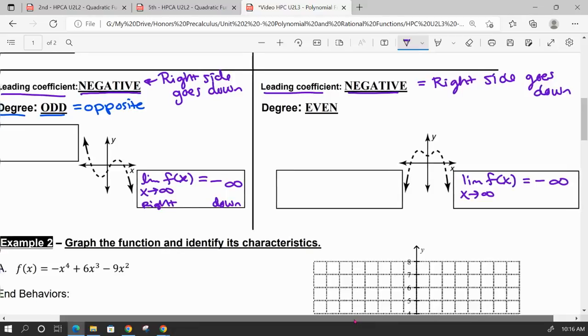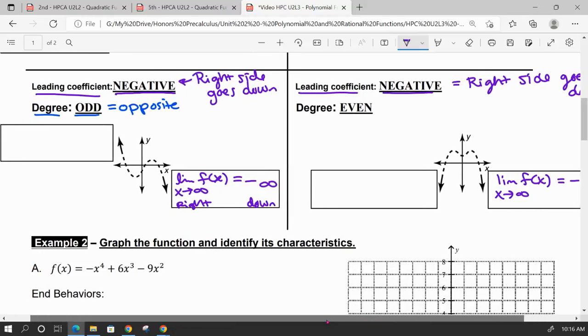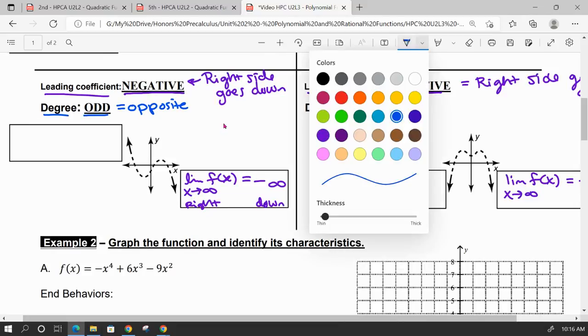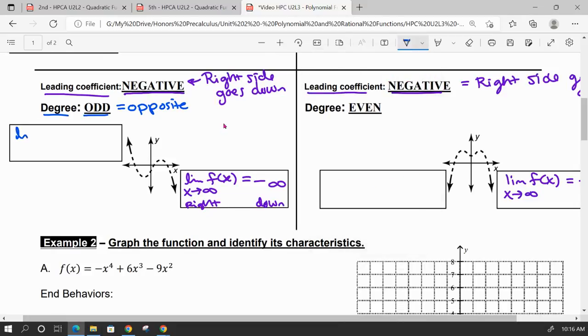On the left side, it's either going to be the same or opposite. So if your degree is odd, then the left side will be doing the opposite. So the limit as x approaches negative infinity, meaning the left side of the function f of x, is going to positive infinity if the degree is odd and your leading coefficient is negative.